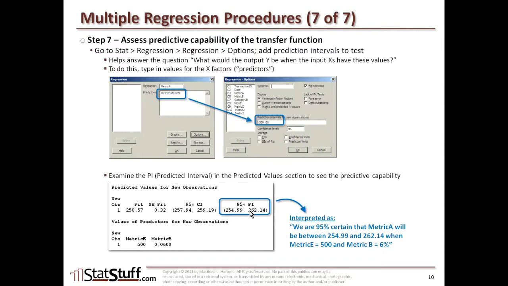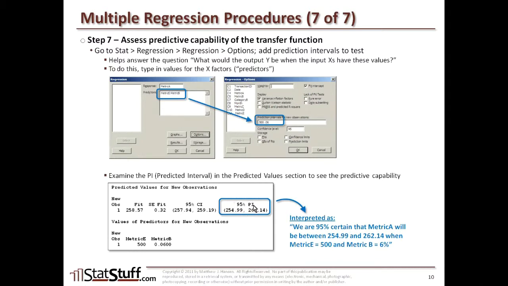It's a way for us to understand exactly where we can be if we set our values, our levers or our dials, if you will. In this case, for metric E, metric B, at a certain level, we can see what kind of predictive interval we can expect from our output Y.